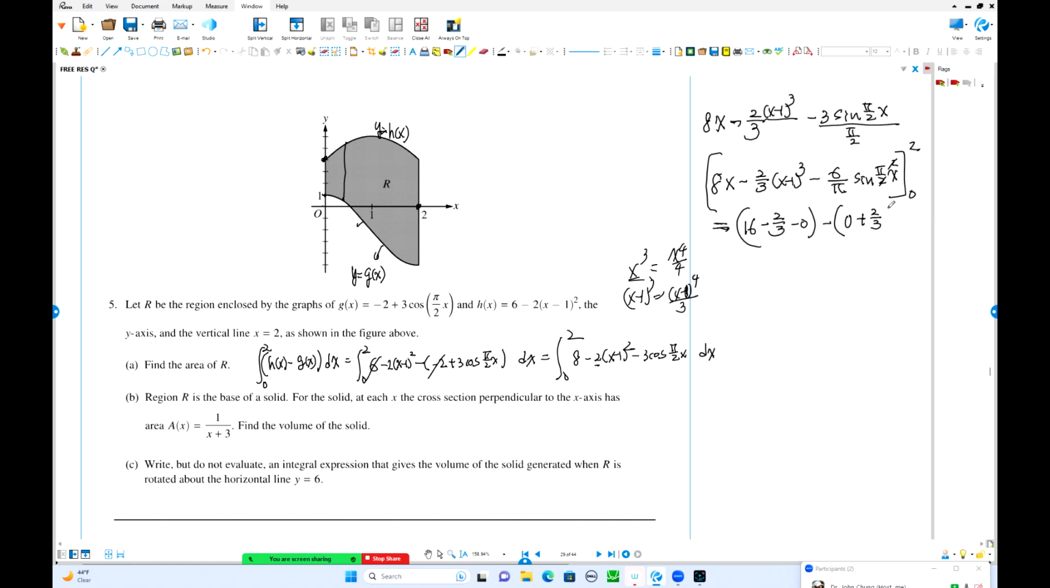Sine 0 is 0, that's fine. So we have 16 minus 2/3 minus another 2/3, which is 16 minus 4 over 3. 16 is 48 over 3 minus 4 over 3, which gives 44 over 3. This is the area of region R. This was a little more work.